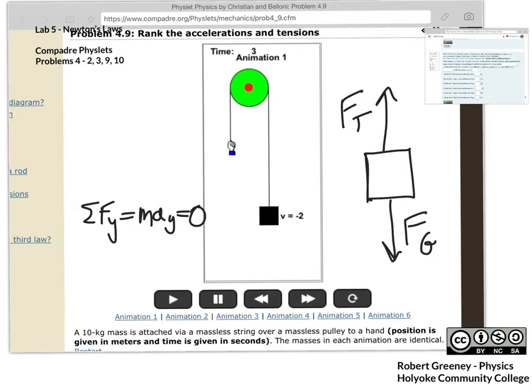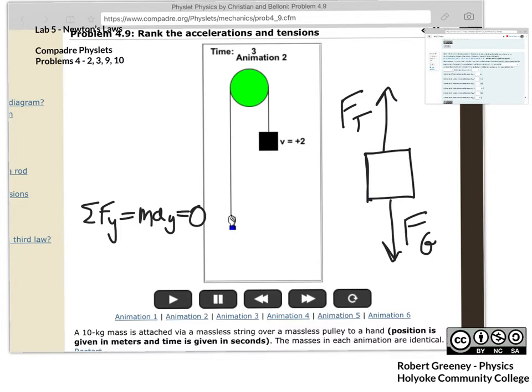Partly because you're imagining that there might be some friction in this, or partly because you're imagining there might be mass in this. But no, it doesn't take any more force to pull the thing up at a constant speed, or let it go down at a constant speed, or if I jump ahead to animation 5, it doesn't move.